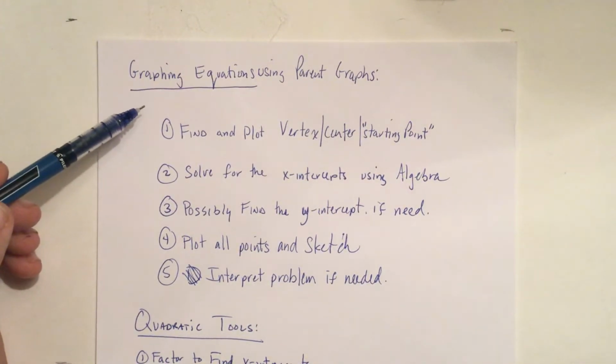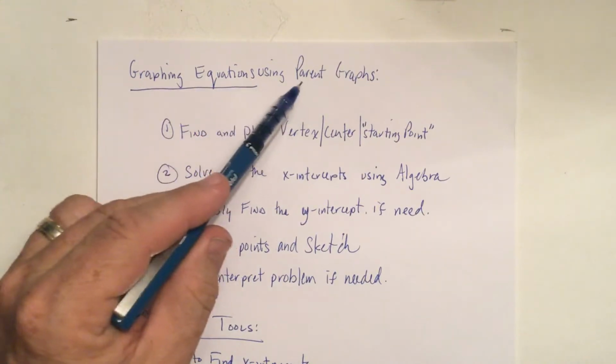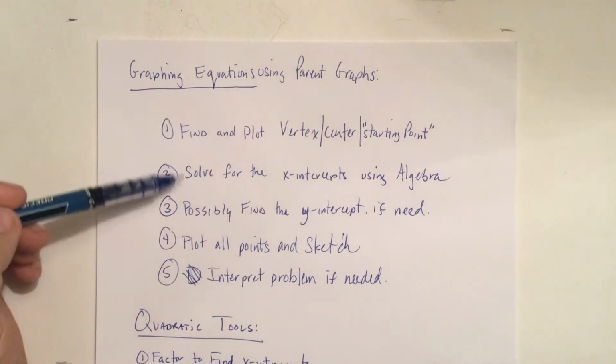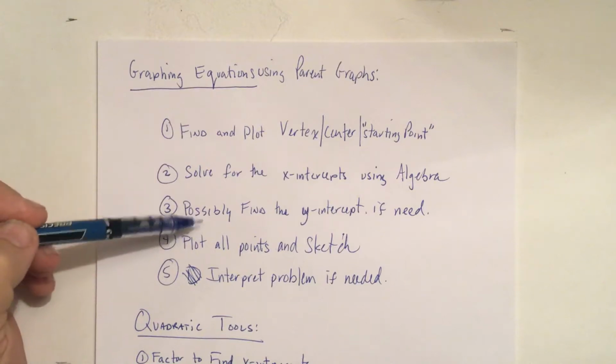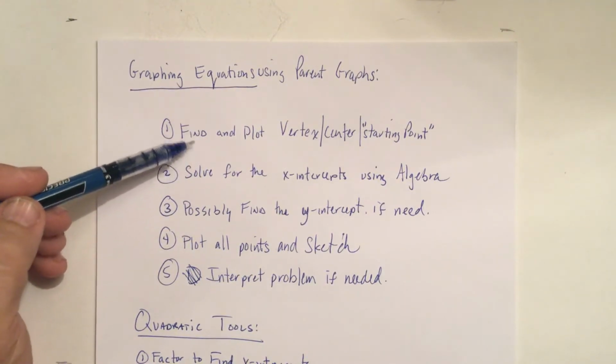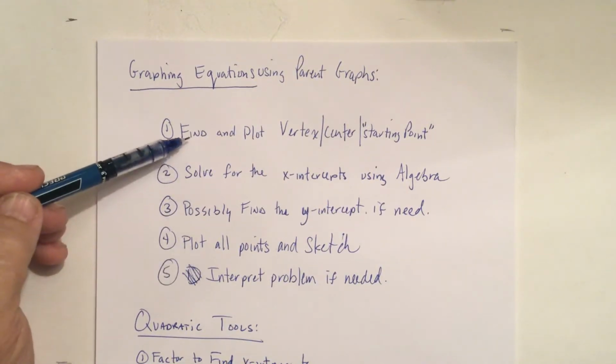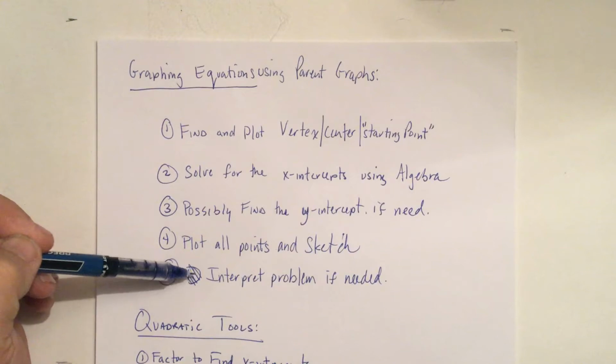Hey, graphing equations. I want you guys to realize that when we graph equations, especially ones using parent graphs, these are some possibilities that you can do. Remember, they're not perfect steps. You don't have to follow one step after another. These are just ways you can solve them.